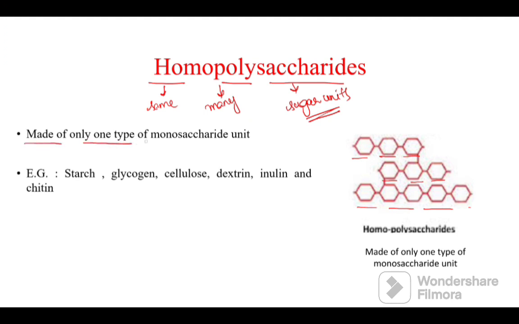Homopolysaccharides are made of only one type of monosaccharide unit. All the sugar units that are present in homopolysaccharides are of the same type. Some examples of homopolysaccharides are starch, glycogen, cellulose, dextrin, inulin, and chitin.